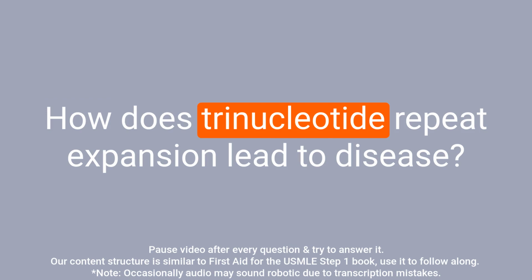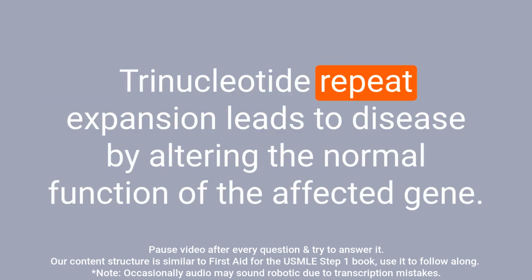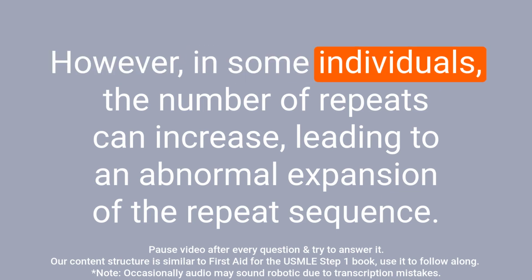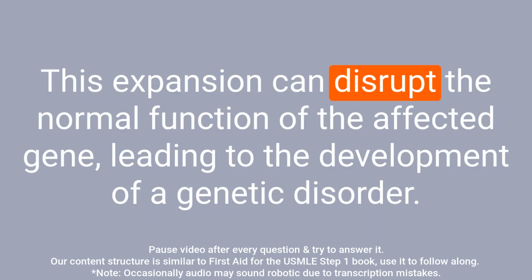Question: How does trinucleotide repeat expansion lead to disease? Answer: Trinucleotide repeat expansion leads to disease by altering the normal function of the affected gene. In normal individuals, the number of trinucleotide repeats is usually stable and does not change from one generation to the next. However, in some individuals, the number of repeats can increase, leading to an abnormal expansion of the repeat sequence. This expansion can disrupt the normal function of the affected gene, leading to the development of a genetic disorder.